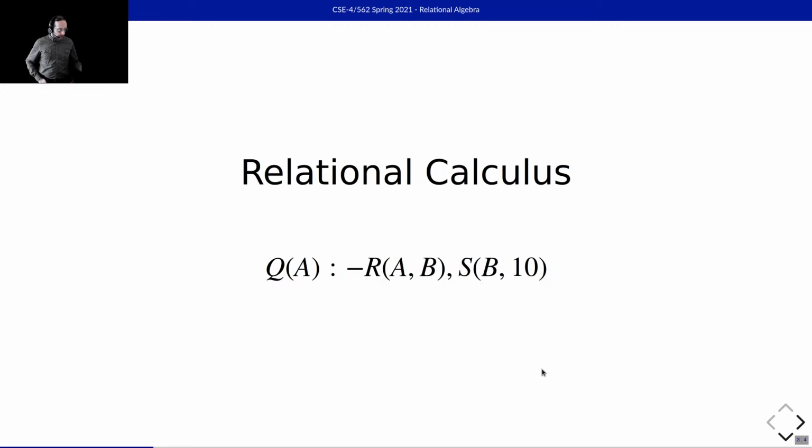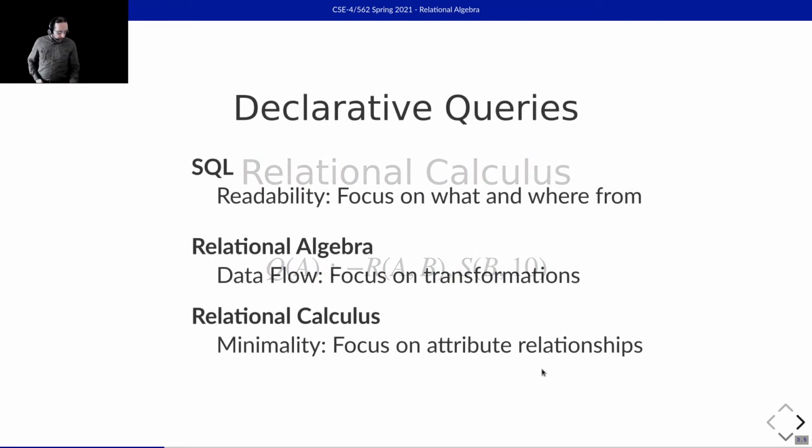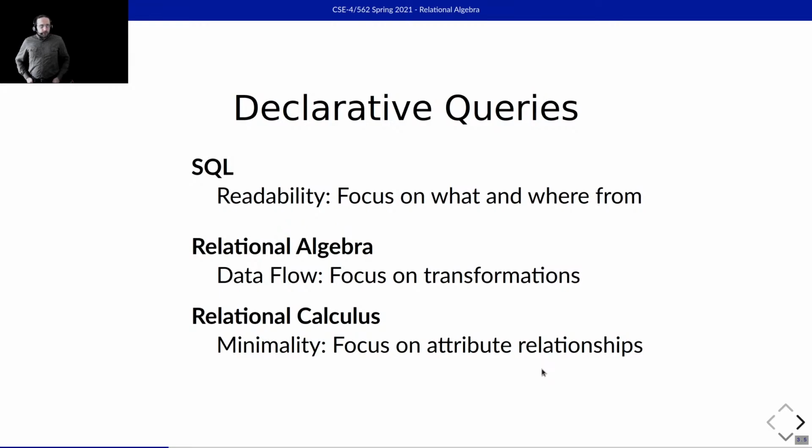So I've got a query and a particular output attribute, and then I'm reading from two tables, R and S. The fact that B appears the same in both of those means that I'm essentially looking for pairs. So this gives you a general sense of the flavor of these three languages.